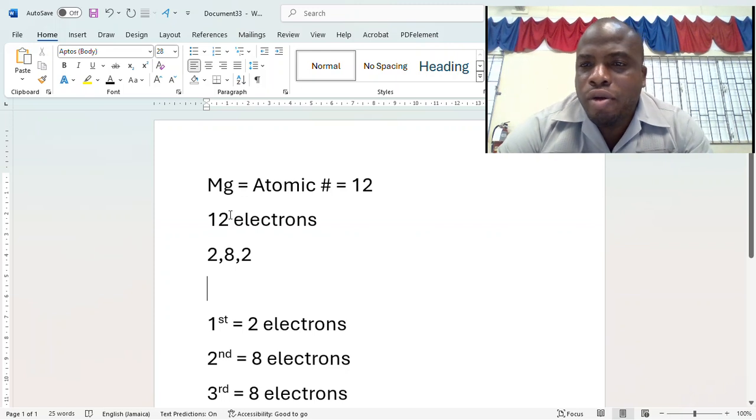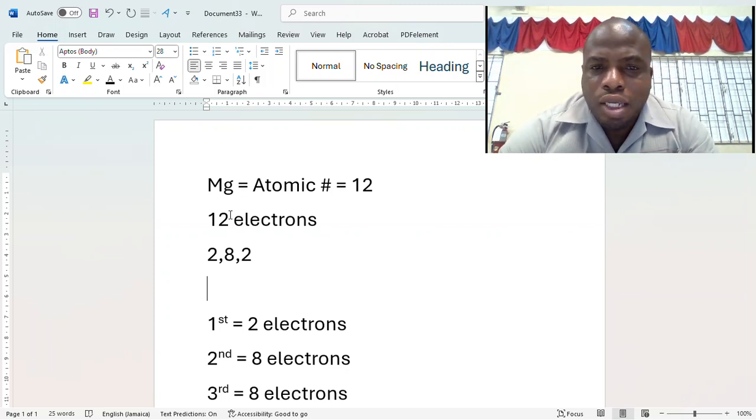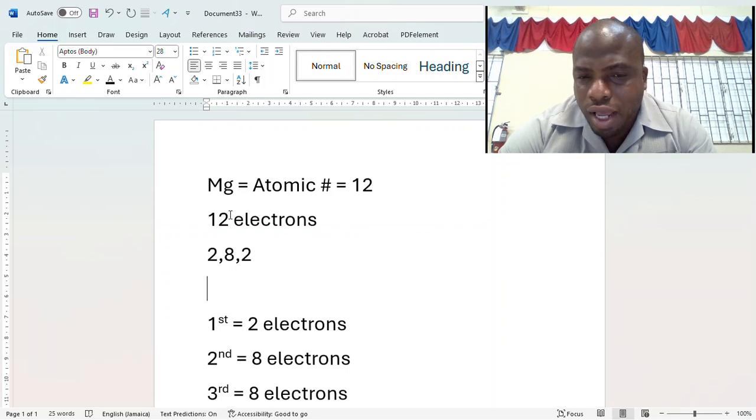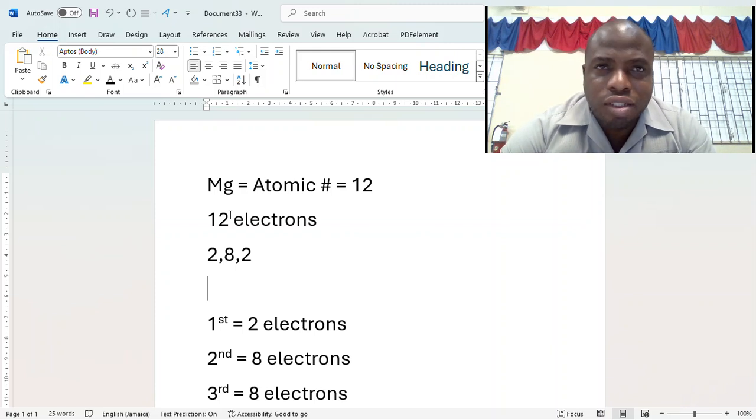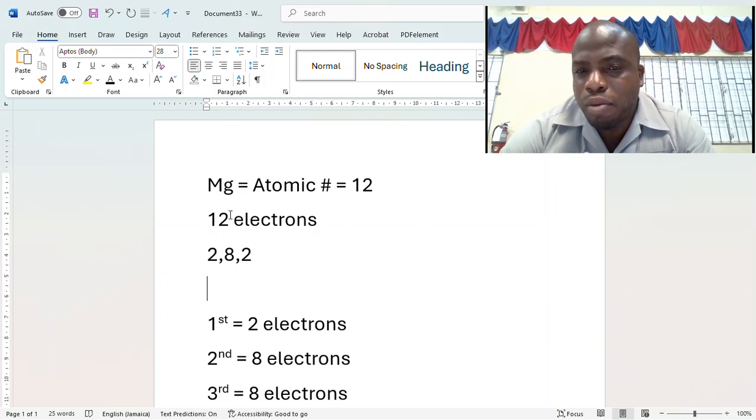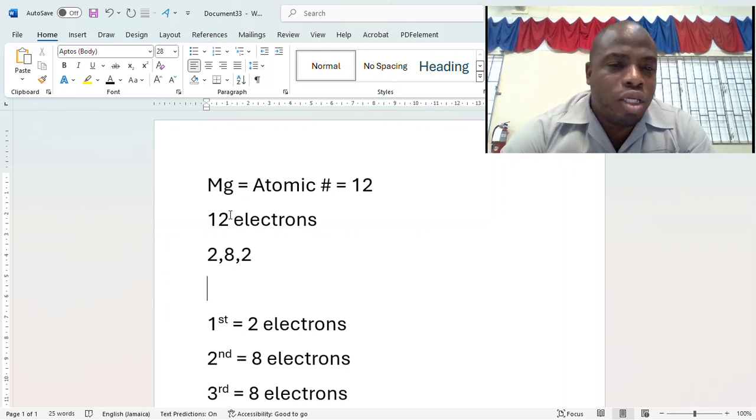Now, CXC doesn't always have to present you with the element. They could have said element X. And if they said element X, and having the atomic number, you don't have to struggle trying to figure out what the element is. Maybe the question just asks you to write the electronic configuration for element X if it has the atomic number 12. So understanding the concept is good. Whether it's element X, Y, magnesium, chlorine, whichever element they give you, you can apply that.